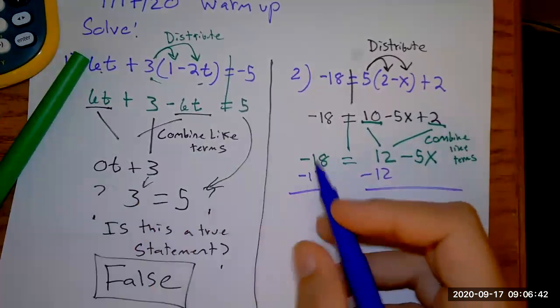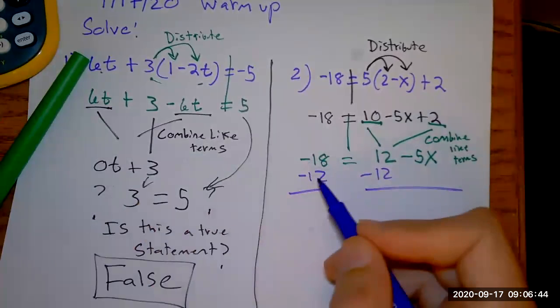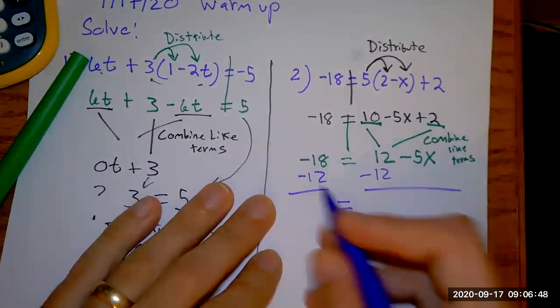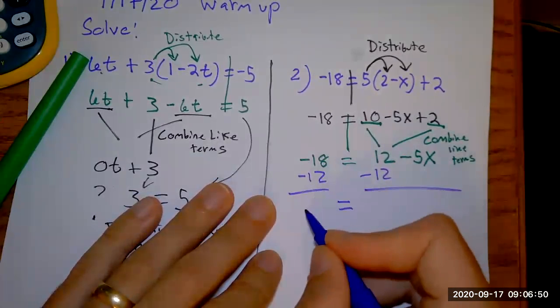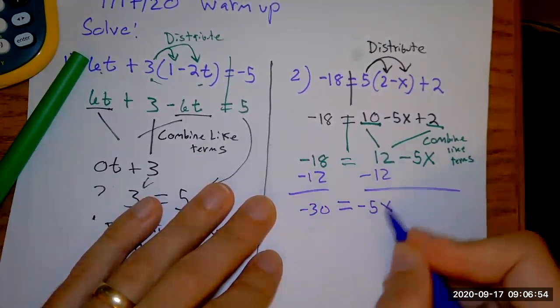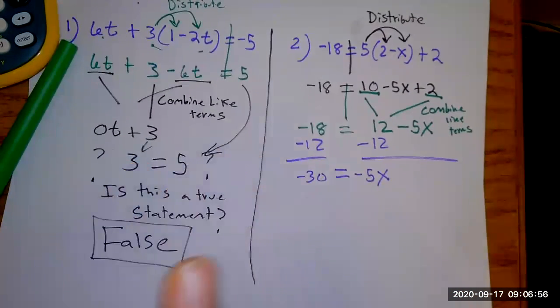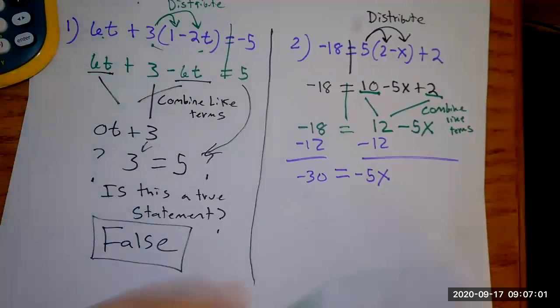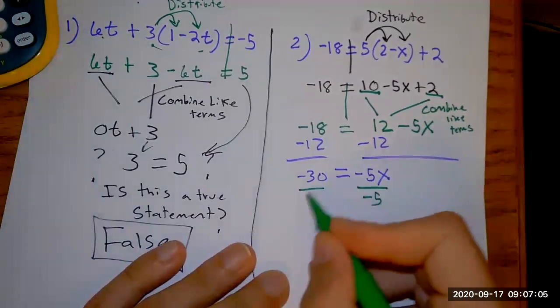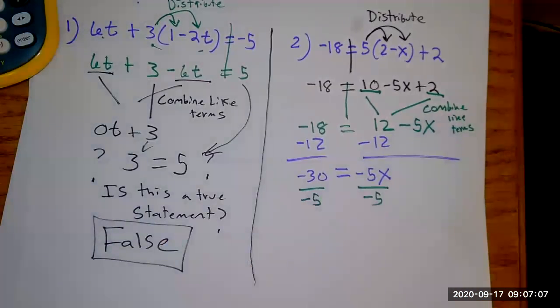Okay. So I have something negative. I'm going to get more negative. So I'm going to get even more negative. So I'm going to have, what is this? Negative 30 equals negative 5x. And then in this last step, it's negative 5 times x. I'm going to go ahead and divide both sides by negative 5.